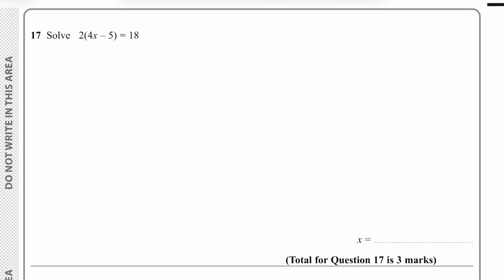On to question 17. We've got solve 2 bracket 4x minus 5 equals 18. This is a 3-mark question. Now with foundation algebra, you've got to be careful. They want to see all the steps, even the steps which normally you wouldn't show. So I'll walk you through it. We write the equation out. So it's 2 bracket 4x minus 5, close the bracket, equals 18. First step, we're going to multiply out the bracket, which is quite frustrating because normally you could just go 2 times that and 2 times that and write your answer. But because of those 3 marks, you'll want to show it.